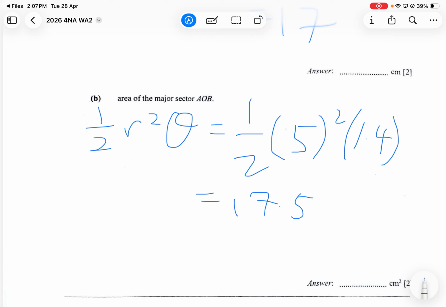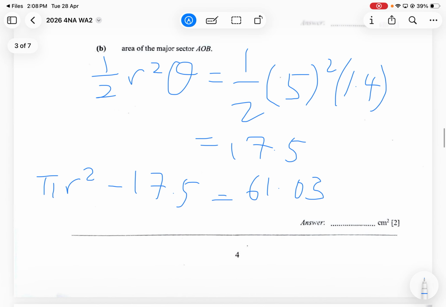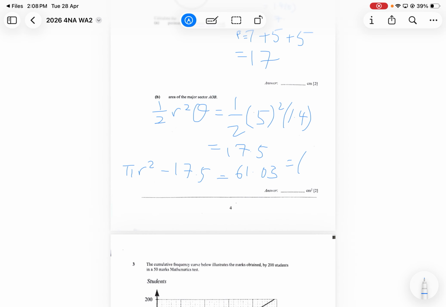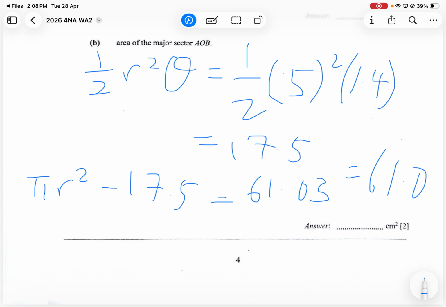Okay, then when I want the major sector, I take the whole circle, which is pi r square, minus this one. So pi r square, r is 5. Pi times 25 minus 17.5 is 61.03. Okay, or rounding off, equals 61.0.